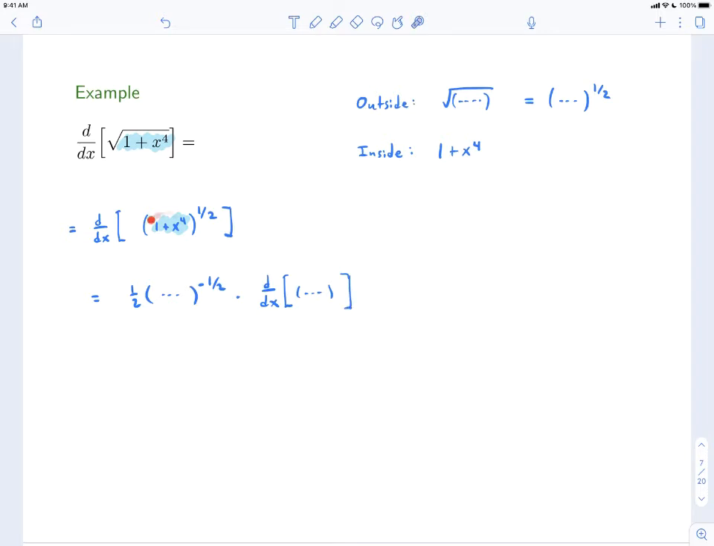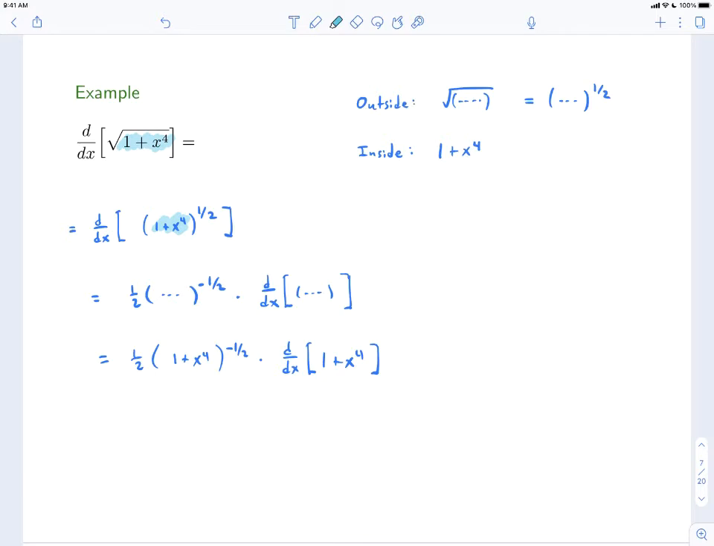Now the thing that was inside there is 1 plus x to the 4, so you just put that inside. But notice we started with something to the 1/2, and we differentiate that using the power rule. So that 1/2 comes down in front, and then we decrease the exponent by 1. So 1/2 minus 1 is a minus 1/2. Okay, so we just need to insert 1 plus x to the 4 inside. So it's 1/2 times 1 plus x to the 4 raised to the minus 1/2 times the derivative with respect to x of 1 plus x to the 4.